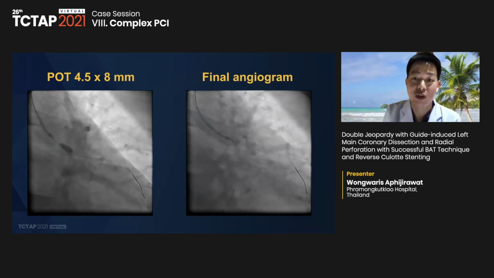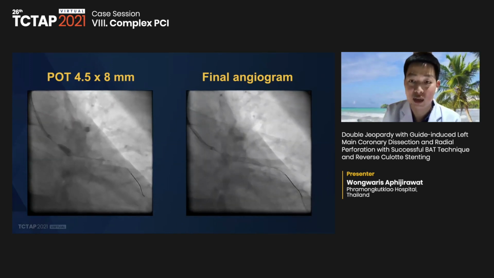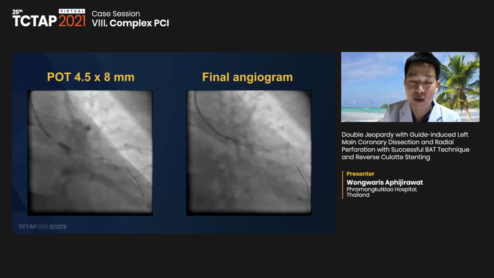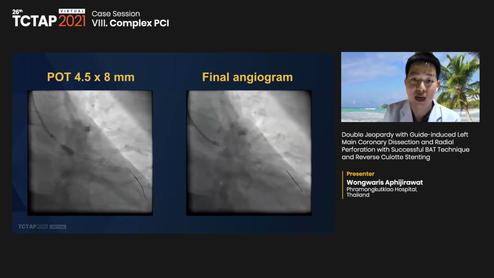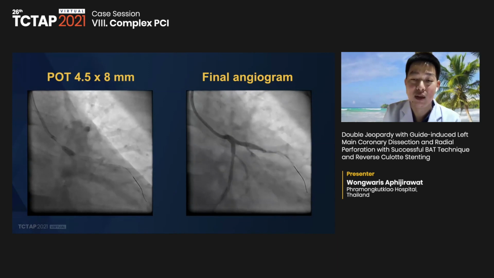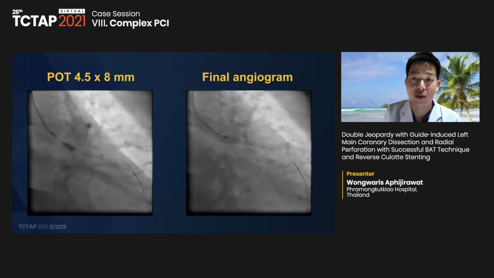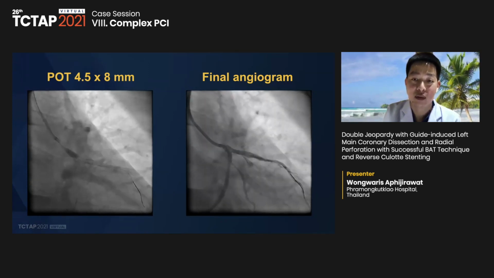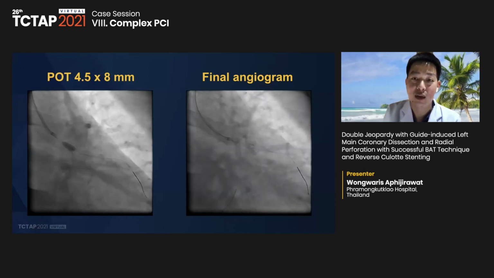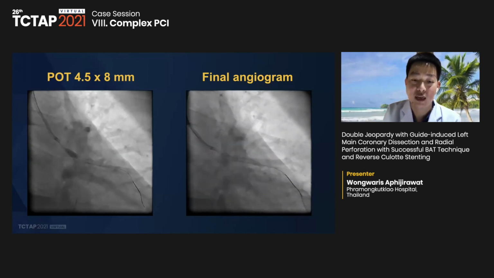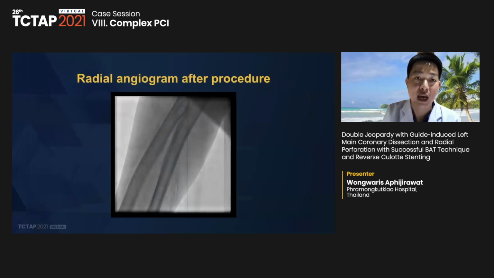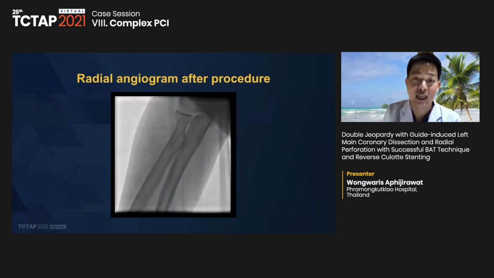The flow was TIMI 3 flow, and you can see the ostium of the OM may have some pinching stenosis, but I think that with TIMI 3 flow and no other dissection, we planned to end the procedure at this point. And the radial angiogram after the procedure showed no perforation, so I think that was from the tamponade effect of the guiding catheter we used.